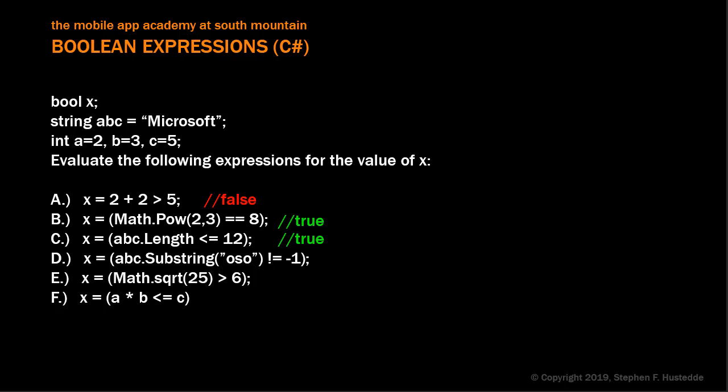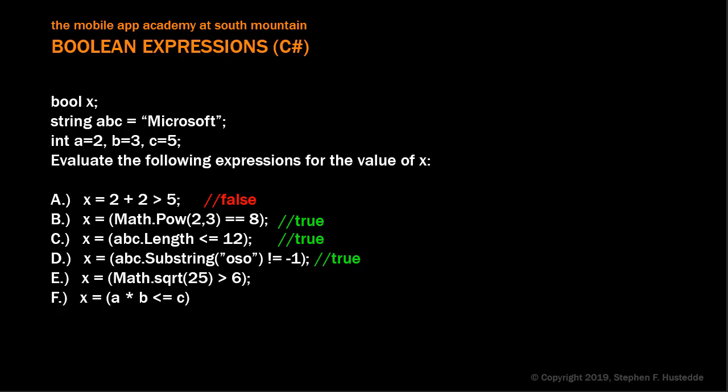abc.IndexOf("oso") is going to return the location of where that substring begins. And so oso in Microsoft is going to begin at index 4, or the 5th character. And so that value would be a 4. And we're saying 4 does not equal minus 1. If we didn't find that expression, it would return a minus 1. So this is a way of testing to see if a phrase or a sentence or a paragraph or a document contains a particular set of letters. In this case, 4 does not equal minus 1.